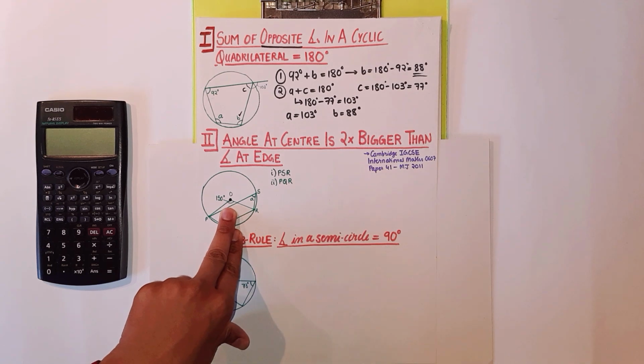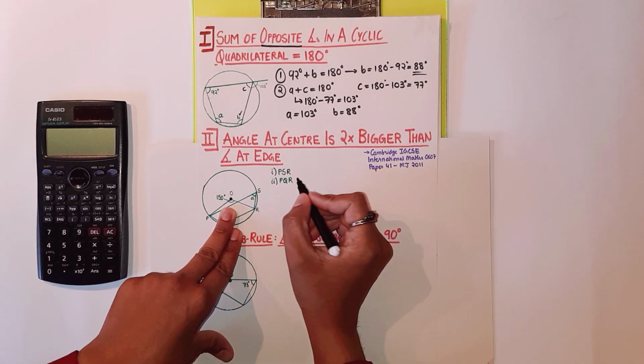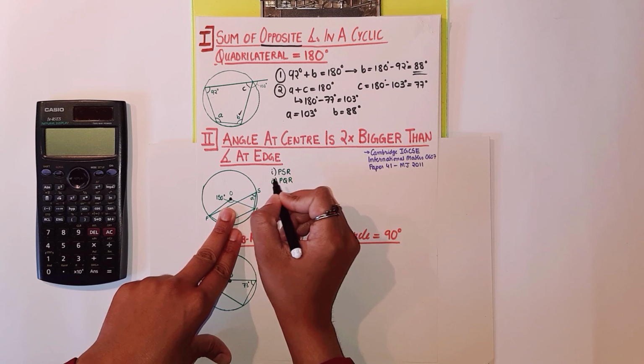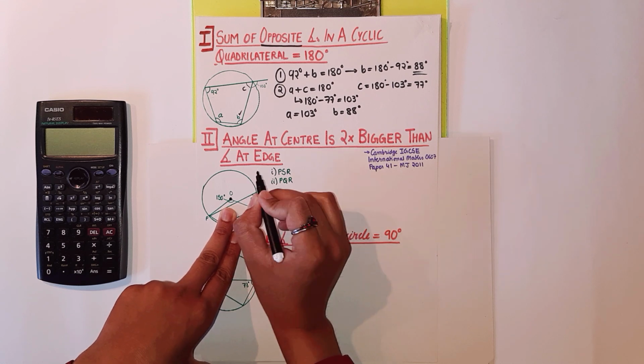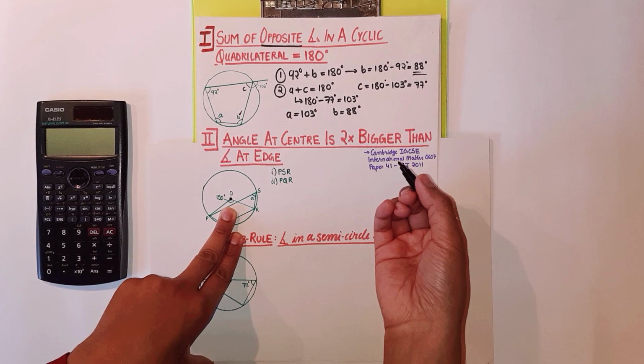So when do we use this rule? When there is an angle at the center and another angle at the boundary of the circle, and one of them is known, and the other one is to be calculated.